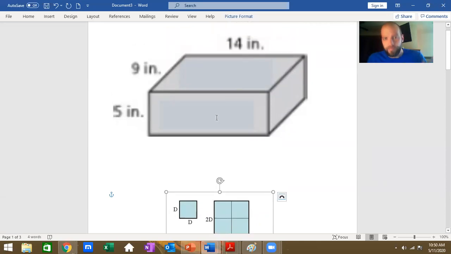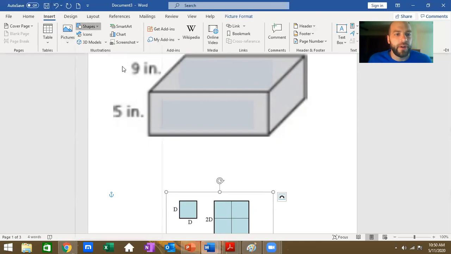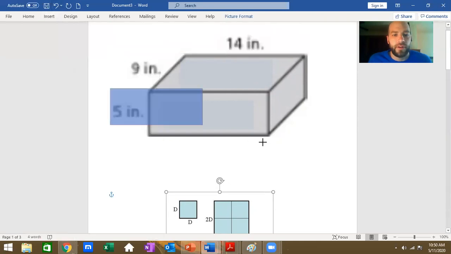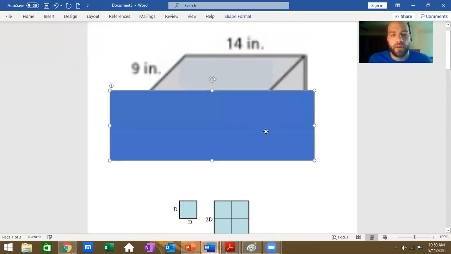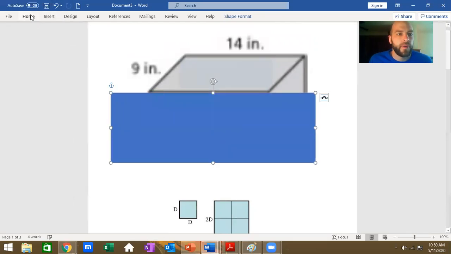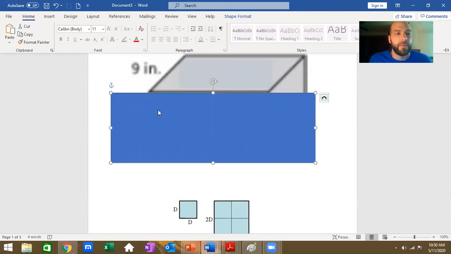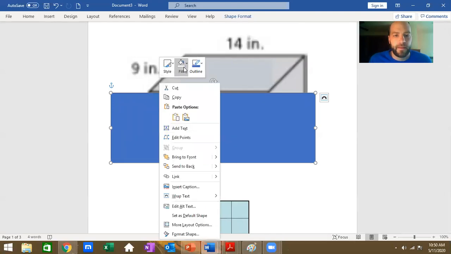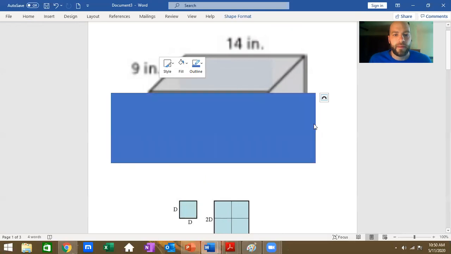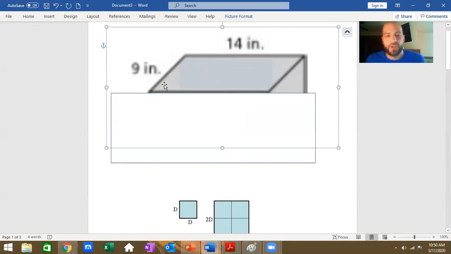So here, I'm going to look at this top area right here. So it's 14 by 9, right? We could just ignore this whole part right here. And let's see if I can help you ignore it. Let me take this and just help you ignore it. All right, so you just see 14 by 9.